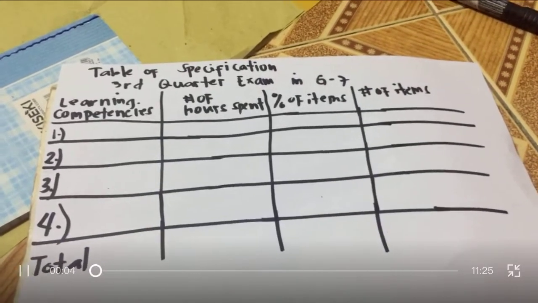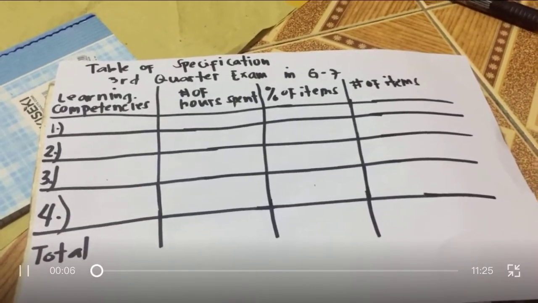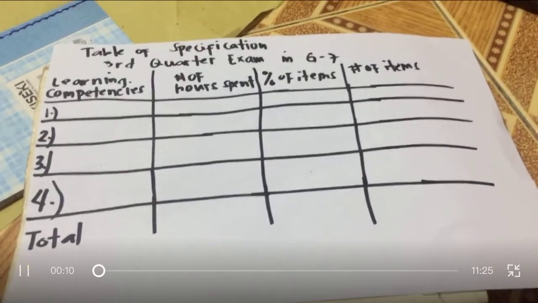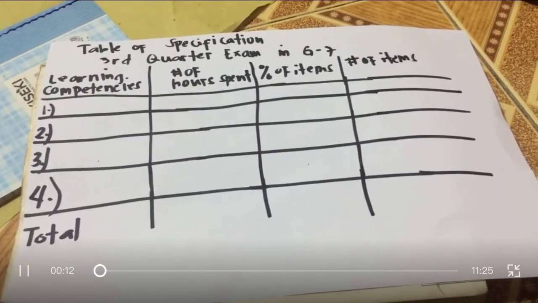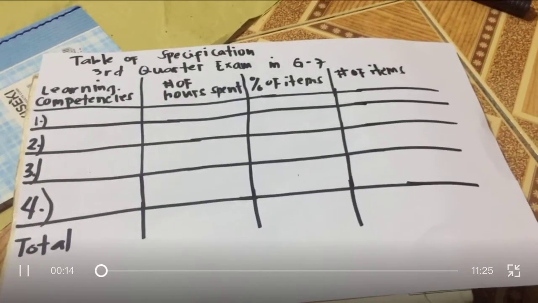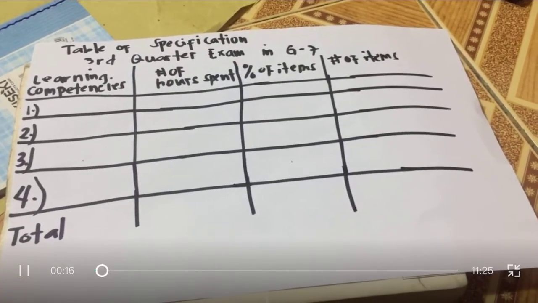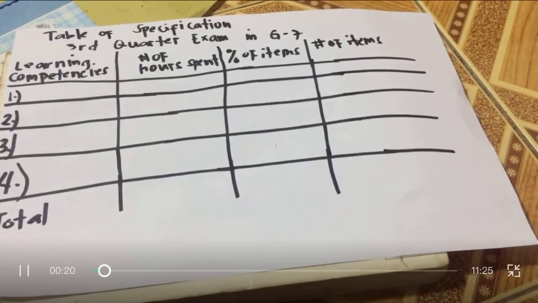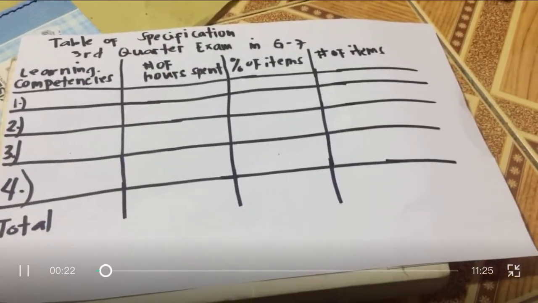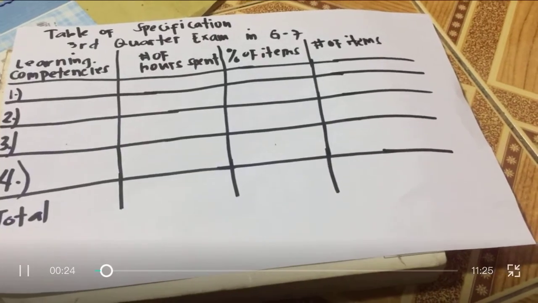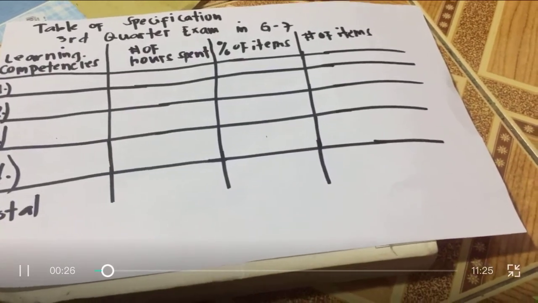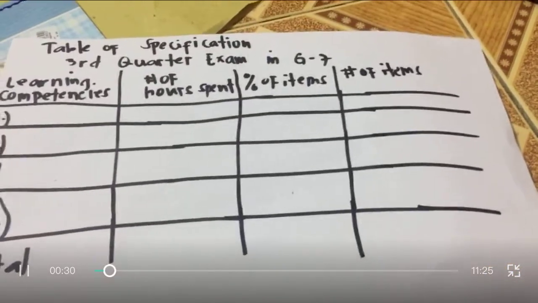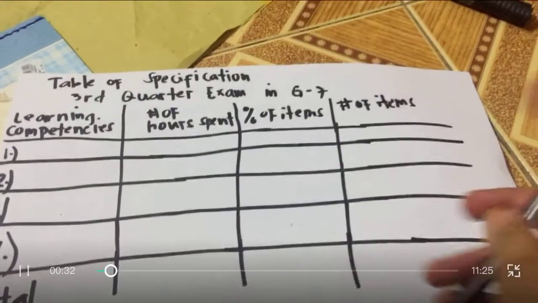This is my example of a table of specifications. So what is the table of specifications? The table of specification, or TOS, is a tool used to ensure that a test or assessment measures the content and thinking skills that the test intends to measure. So this is my example.